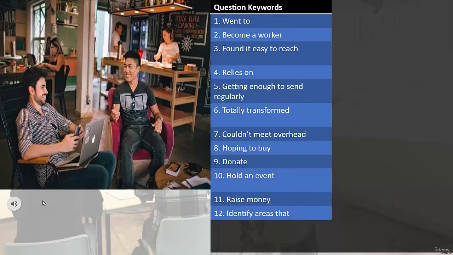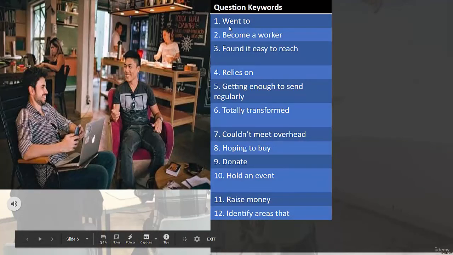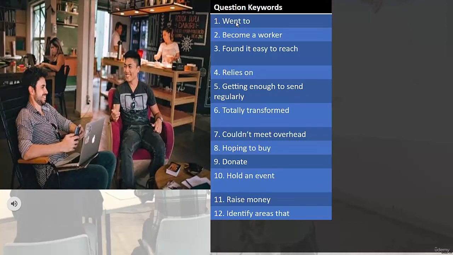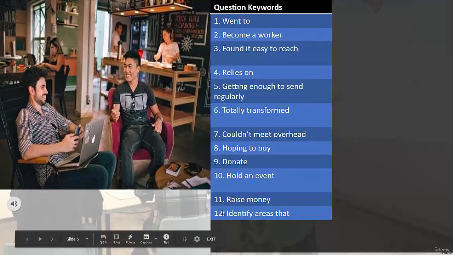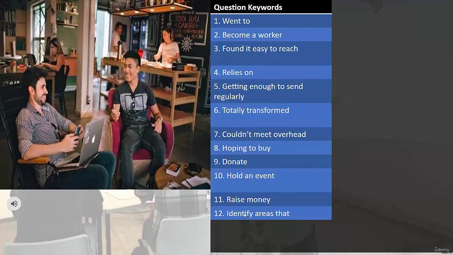So for this one, the question keywords are, well, these are not what you're going to hear, these are the question keywords. You're listening for a paraphrase of went to, become a worker, found it easy to reach, relies on, getting enough, to send regularly, totally transformed, couldn't meet overhead. Number 8, hoping to buy. Number 9, donate. You're listening for a synonym or paraphrase of the word donate. Number 10, hold an event. Number 11, raise money. And number 12, identify areas that.